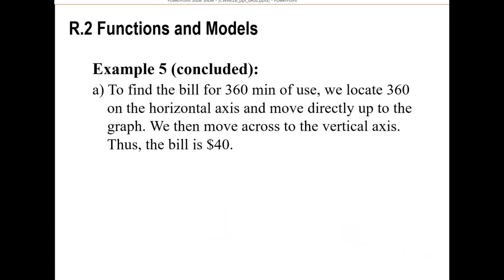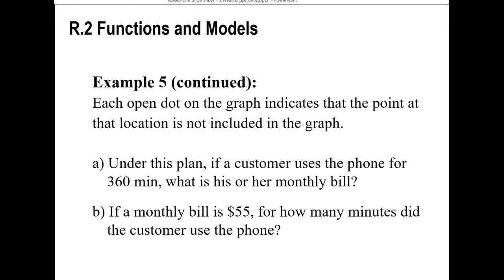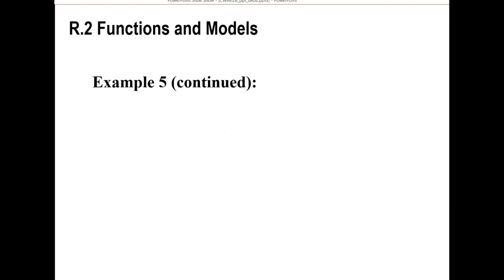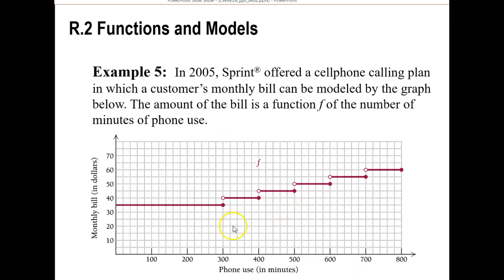All right, so to find the bill for 360 minutes of use, you're going to locate 360 on the horizontal axis and move directly up to the graph. When we move across the vertical axis, it's $40. Let me just go back here and show how that's done. Okay, so 360 minutes means down here on the bottom, we're 100, 200, 360, so this would be 1, 2, 3, 4, 5.